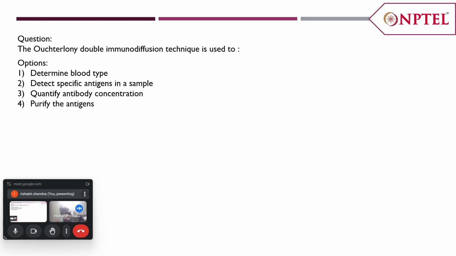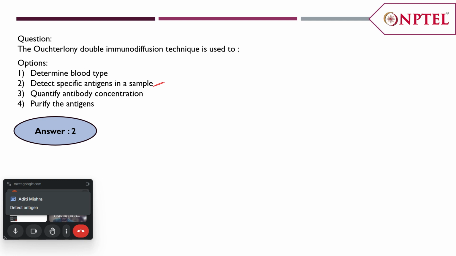Now we are moving into the precipitation reactions. The Ouchterlony double immunodiffusion technique is used to, the options are here: determine blood type, detect specific antigens in a sample, quantify antibody concentration, or purify the antigens. Someone said second. Any more answers? Yes, the correct answer is option number 2.